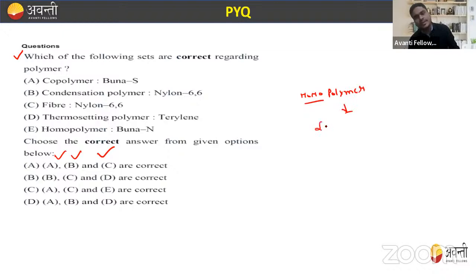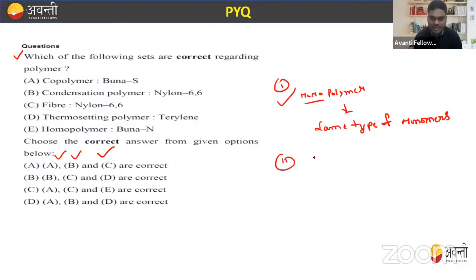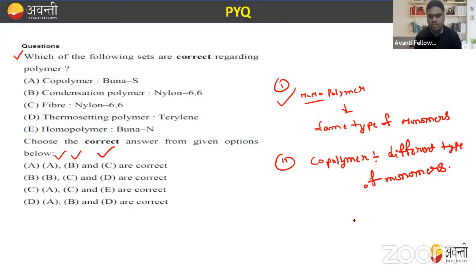They are composed of the same type of monomers, right? So when they have the same type of monomers, it is known as a homopolymer. Similarly, when they have different types of monomers, it is a copolymer. So what is a copolymer? When they have different types of monomers. So homopolymer means the same type and copolymer means different types of monomers.